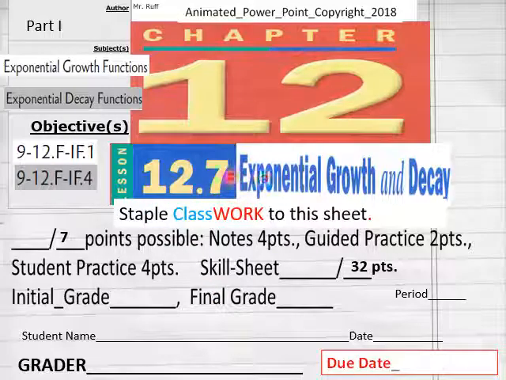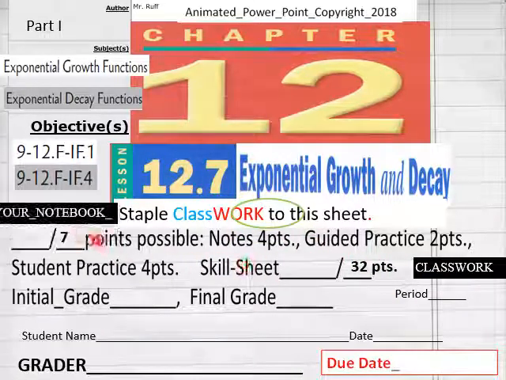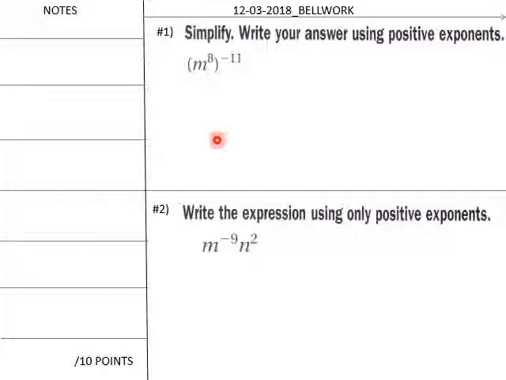And today we're going to do exponential growth and decay, 12.7. We have a 32-point class worksheet today, and then we have 7 points here of note-taking for students, so pay attention for that. And here are our standards and our objectives.